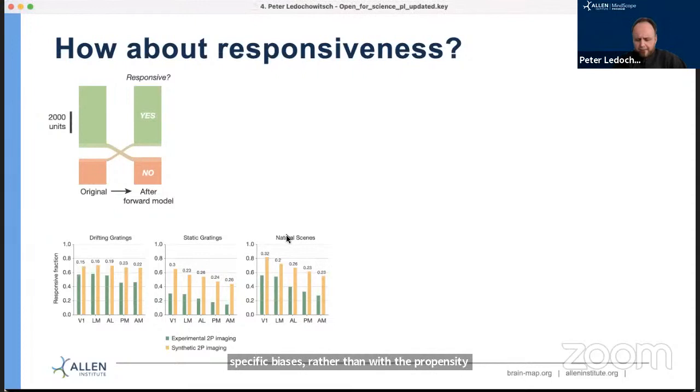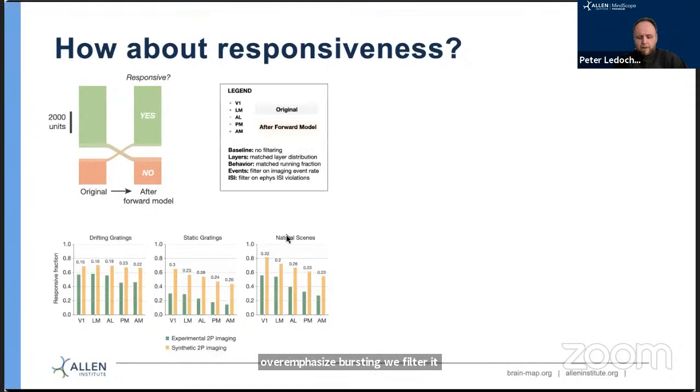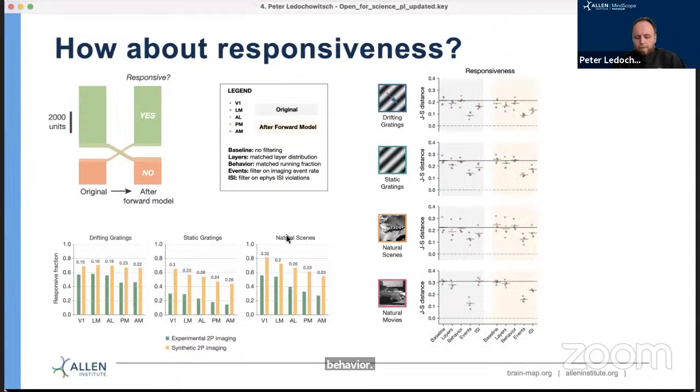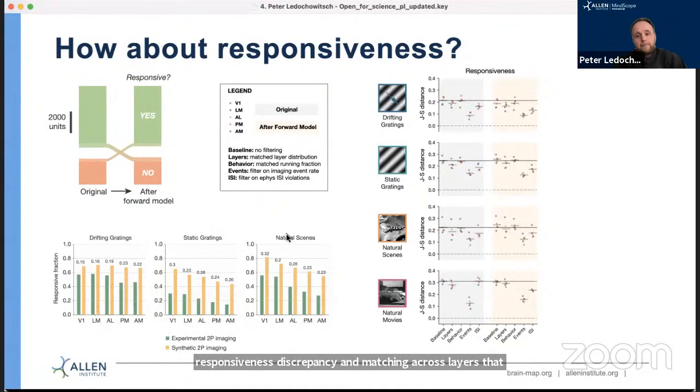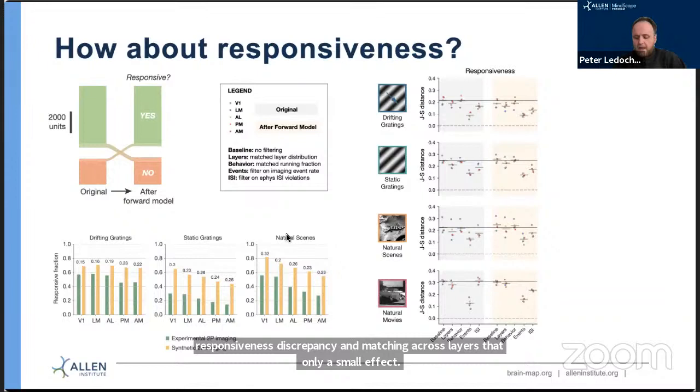We filtered the cells included in the analysis to control for a number of potential other discrepancies between the 2P and the NeuroPixels datasets, such as skewed distribution of recorded units across layers and bias in running behavior. Running behavior matching had almost no effect on the responsiveness discrepancy, and matching across layers had only a small effect. As discussed earlier, we expect ETHIS to be biased towards higher firing rates, as well as to be potentially contaminated due to misclustering of spikes.